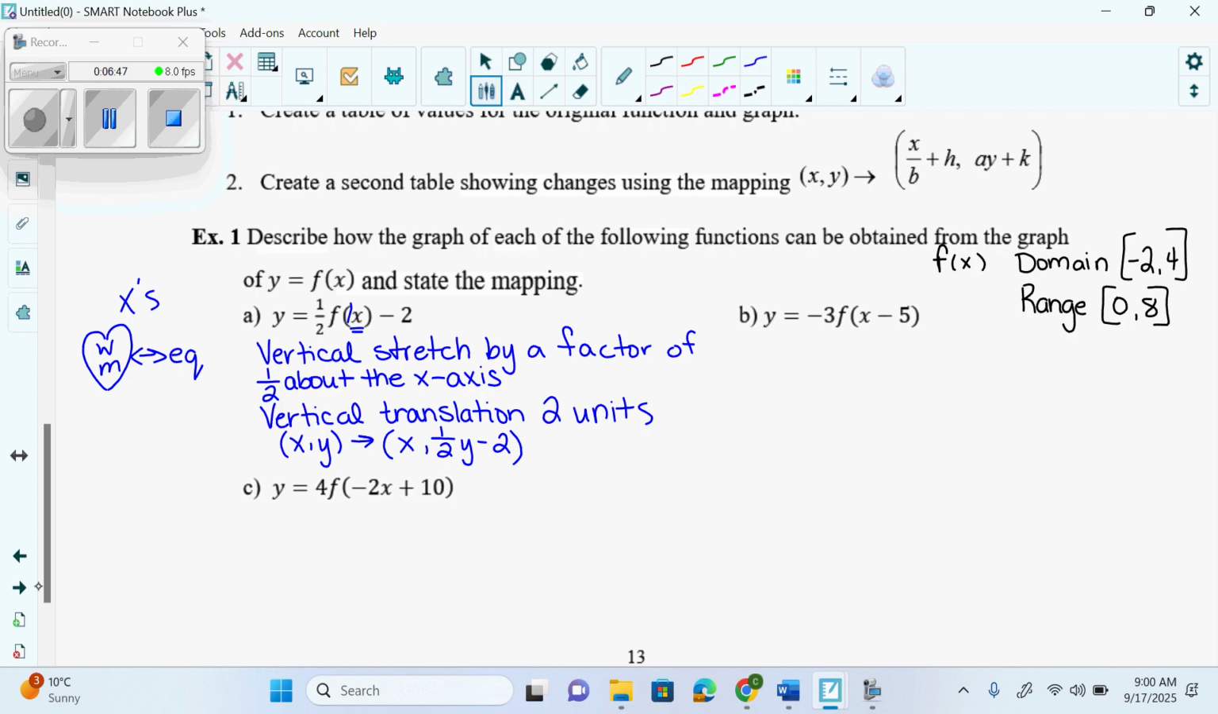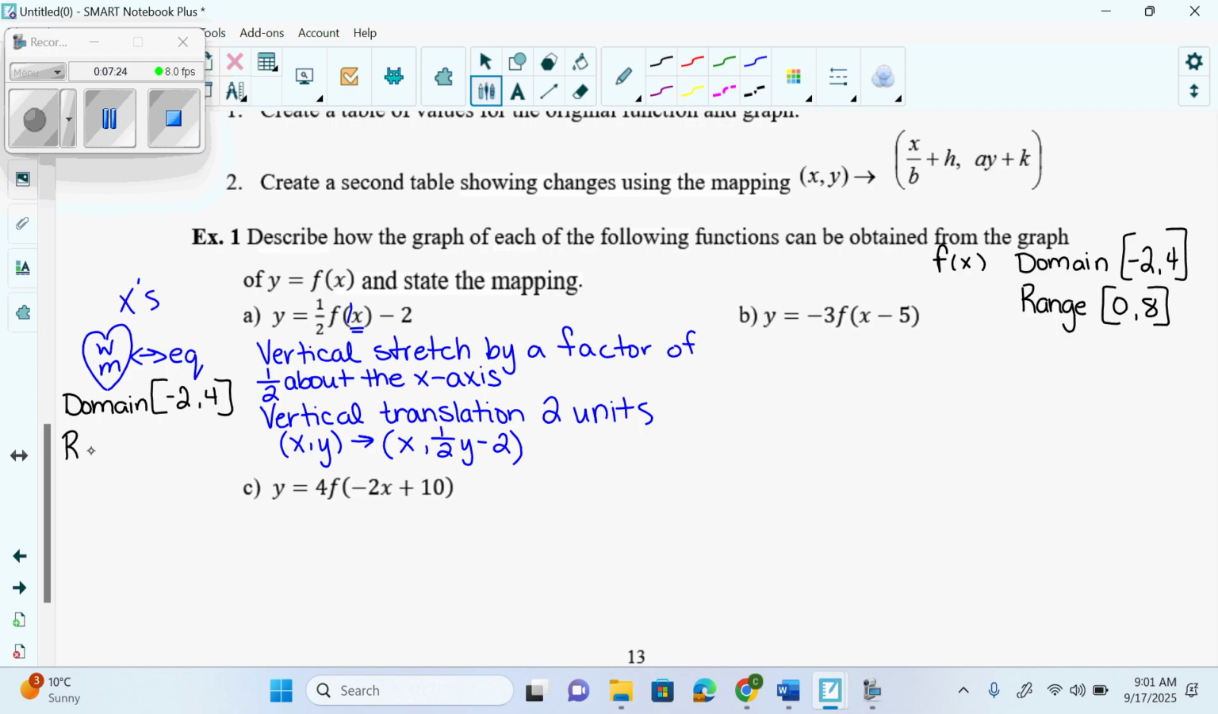So what affects my domain here? What affects my domain? Nothing. So wouldn't this be the absolute best question if they just asked for the domain of the transformed function? Yeah, it would just be -2, 4. It doesn't change. Nothing happens to my x's. You guys stink at that question. You're like, must have change. Can't be same. No, it can. So the domain of this one would be -2, 4. Nothing happened to it. True?